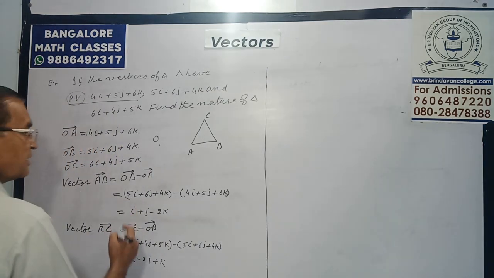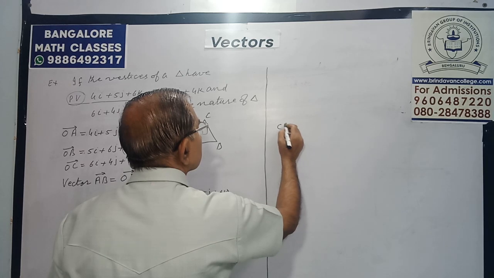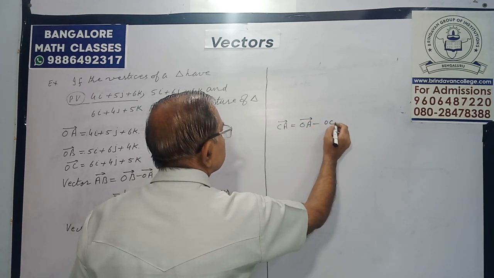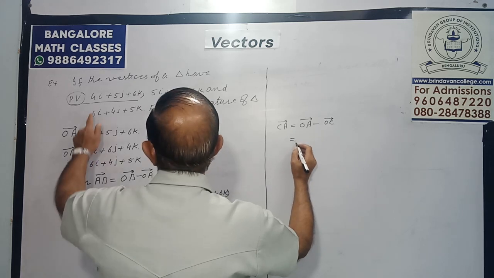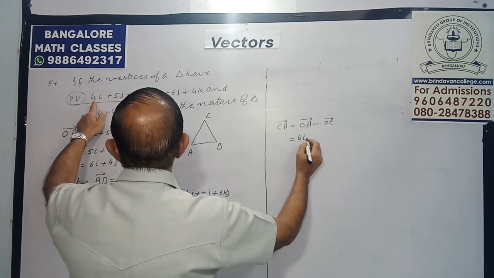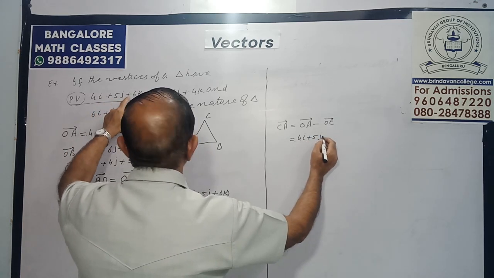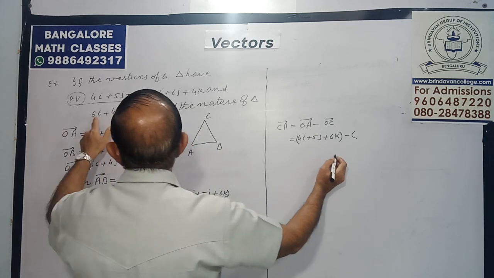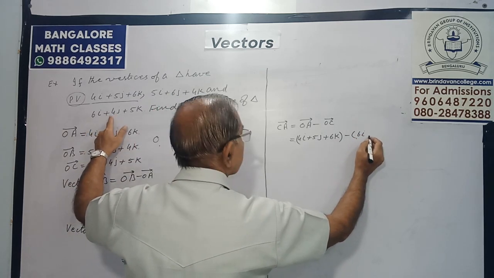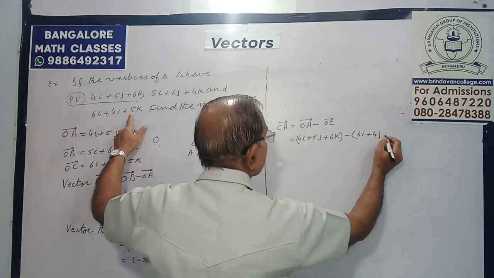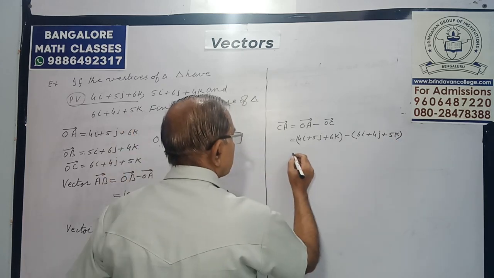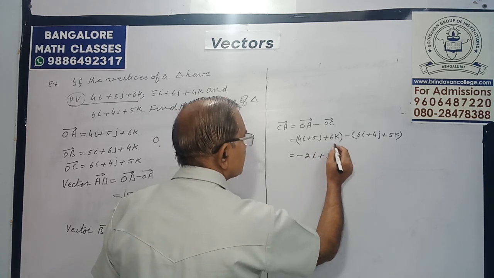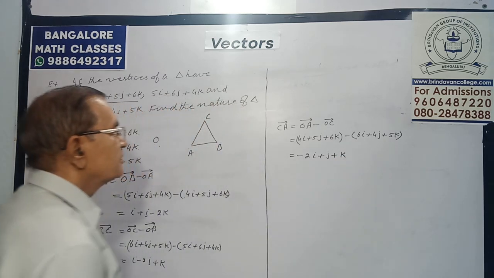Then after AB and BC comes CA. Terminal point A, initial point C. Thus it is A minus C. 4i plus 5j plus 6k minus C, which is 6i plus 4j plus 5k. 4 minus 6, minus 2i, 5 minus 4, j, 6 minus 5, k. So we'll get CA.